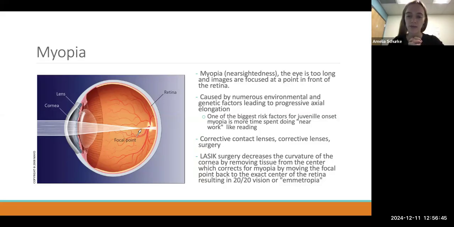It was interesting to learn about the causes of this. It's suspected to be multifactorial, environmental and genetic factors leading to progressive axial elongation. But one of the biggest risk factors that they have found is that the more time that children spend doing near work, which is to say, the more time they spend focusing their eyes on something up close, the more at risk they are for myopia in the future.